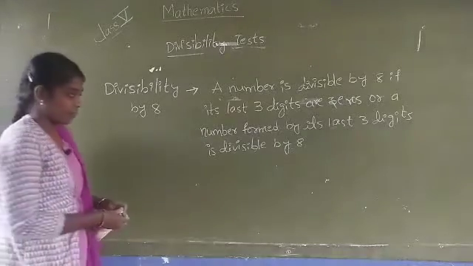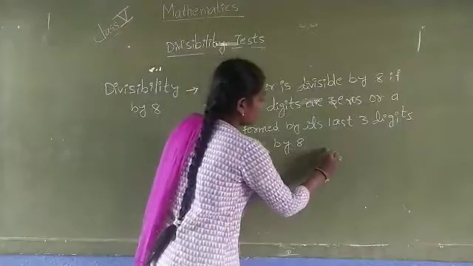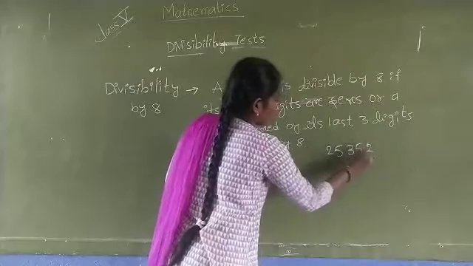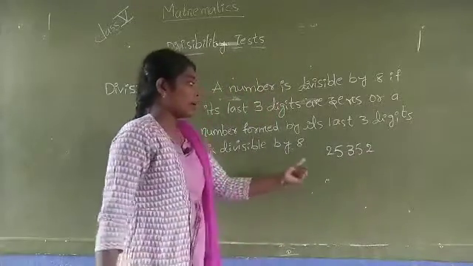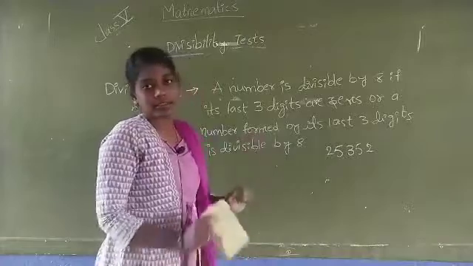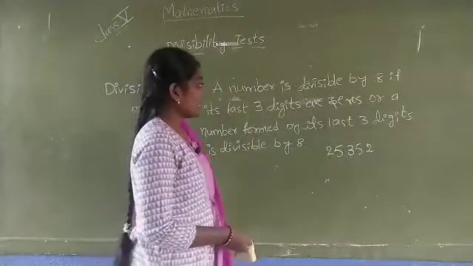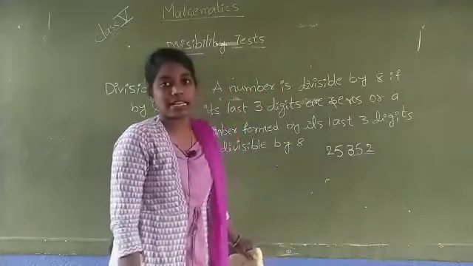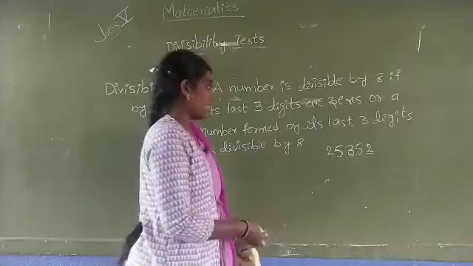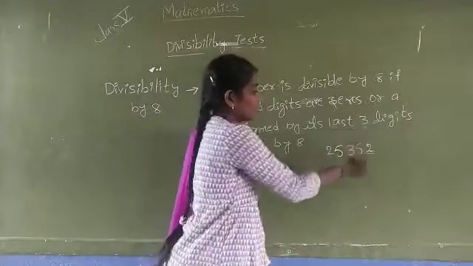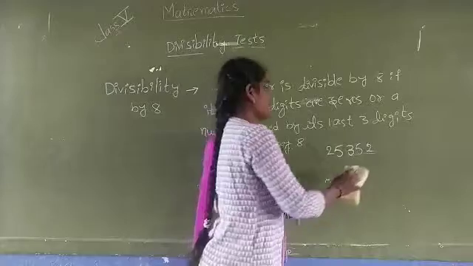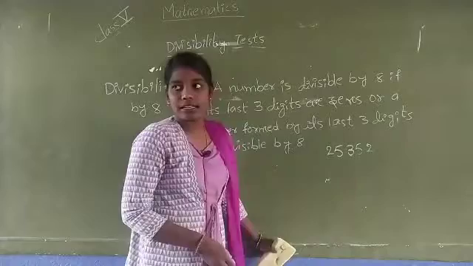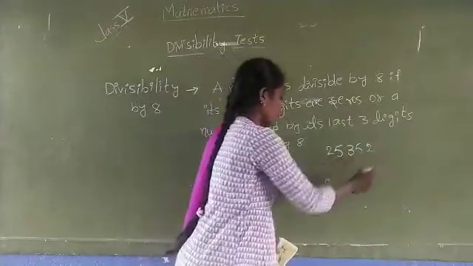For example, here we have to check this number is divisible by 8 or not. What is the rule? The last 3 digits are zeros, but in this number the last 3 digits are 352, not zeros. The second condition, a number formed by its last 3 digits. Here the number formed by its last 3 digits is 352.